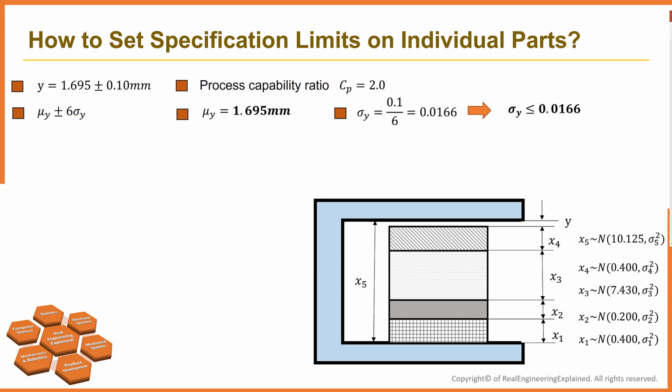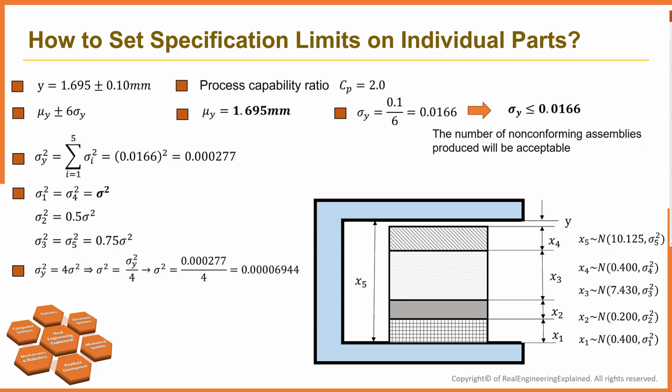In this scenario, mu y is 1.695, so the process is centered at the nominal value. Okay, the maximum possible value of sigma y that would yield an acceptable product is 0.0166. So sigma y must be less than this number. If sigma y is less than this number, then the number of non-conforming assemblies will be acceptable.